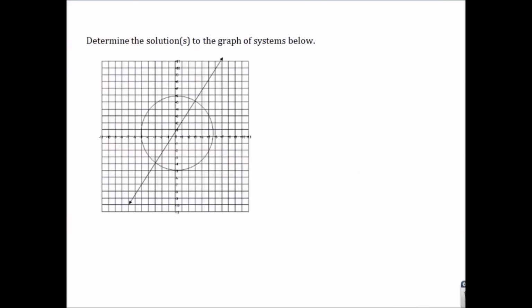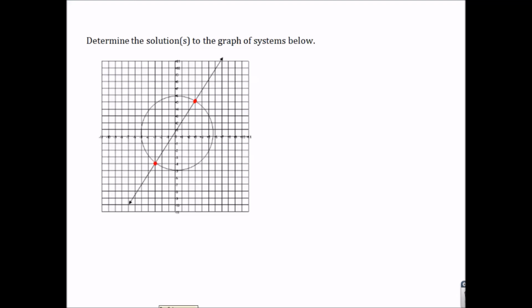One last question. You might see questions like this where it says determine the solutions from the graph of the systems below. This means that you have way less work to do because all you need to do is look at the graph that's already done for you and find the solutions. Remember, solutions are where the graphs intersect, so we have a circle and a line, and they intersect at 2 points.